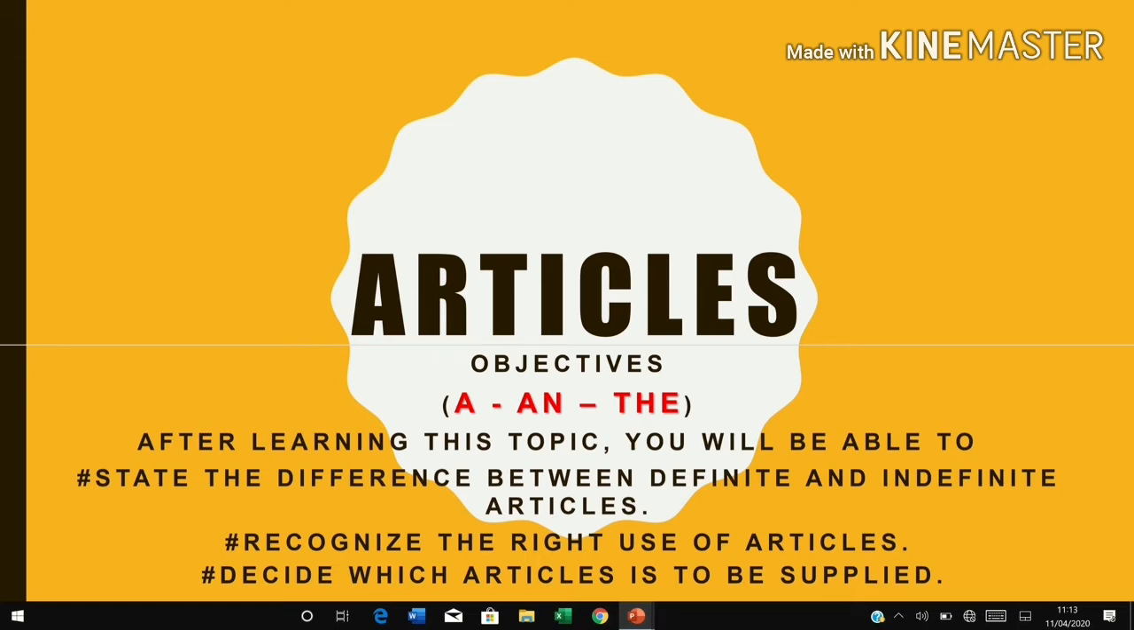We have to learn articles, but before that we should follow some rules and regulations. After learning this topic, you will be able to state the difference between definite and indefinite articles, recognize the right use of articles, and decide which article is to be supplied.